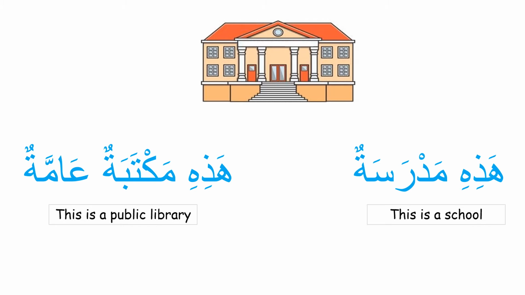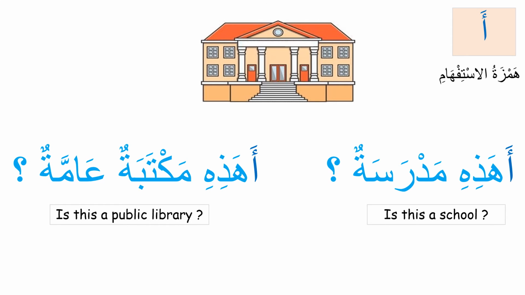Now, forming questions out of these two options is incredibly simple. Just add Hamzatul Istifham as a prefix to the first words of each sentence, resulting in أهذه مدرسة, أهذه مكتبة عامة. Again, أهذه مدرسة, أهذه مكتبة عامة. It couldn't be any easier, isn't it?